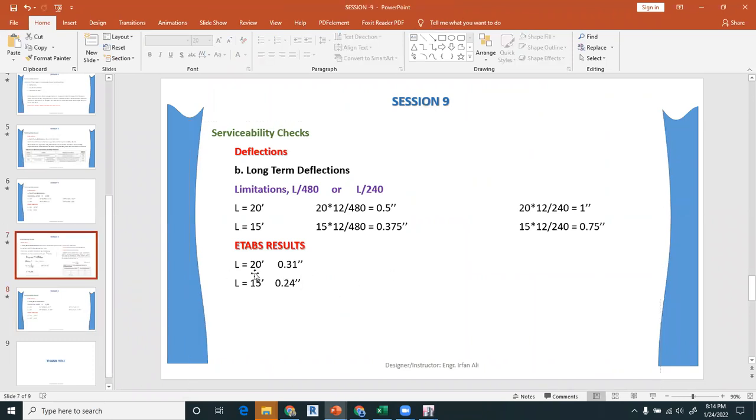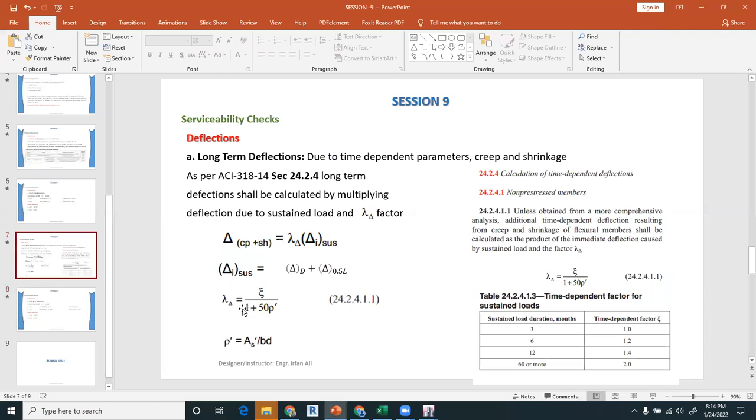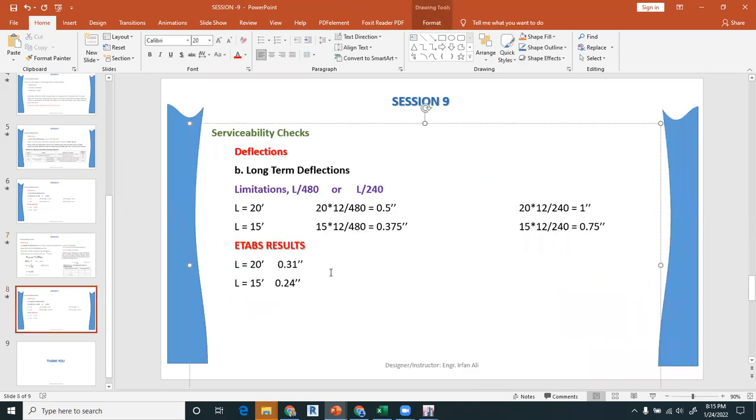Now, the next step is that you have to find alpha delta, the factor that you multiply with this delta sustain to calculate the total long-term deflections. For alpha delta, you need two other factors: one is time dependent, and the other is reinforcement dependent, right? If you want to calculate it for 12 months, it is 1.4. So we will take 1.4.